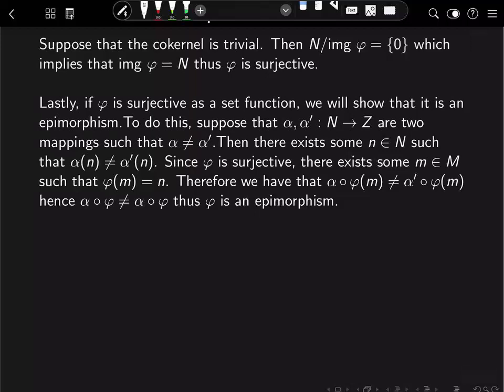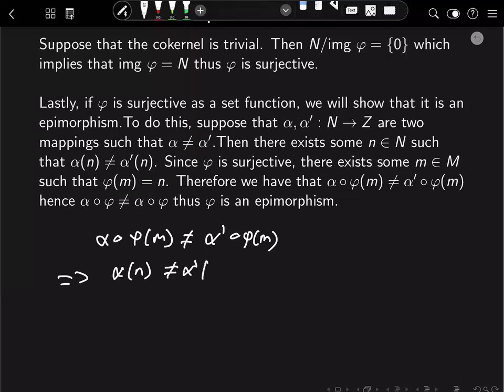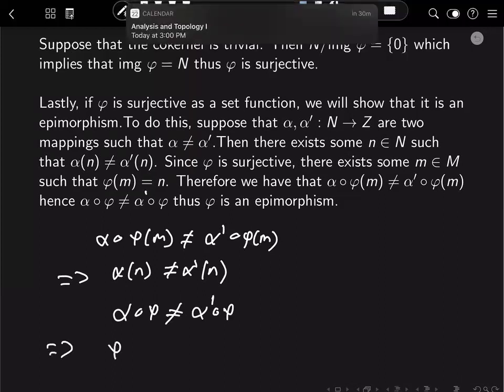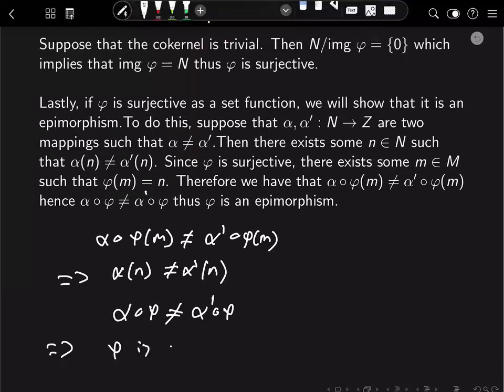But this implies that alpha composed with phi of m is not equal to alpha prime composed with phi of m. Now, why is that? Well, that's simply because this actually translates to alpha of n, and we know that alpha of n is not equal to alpha prime of n by definition. So this implies that as functions, alpha composed with phi is not equal to alpha prime composed with phi, which implies that phi is an epimorphism.